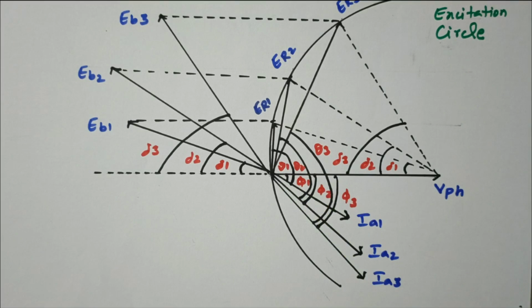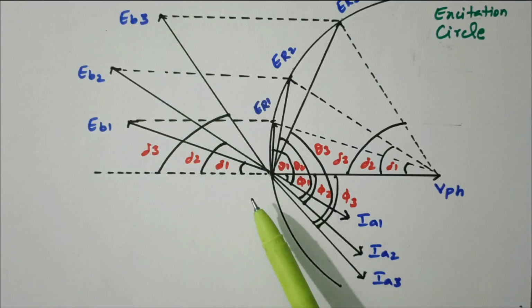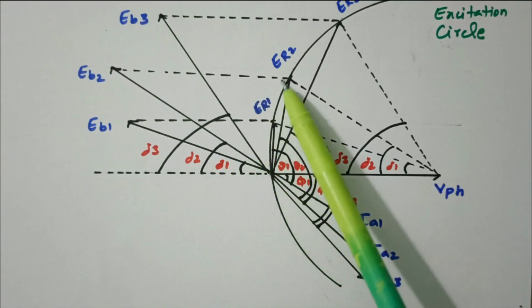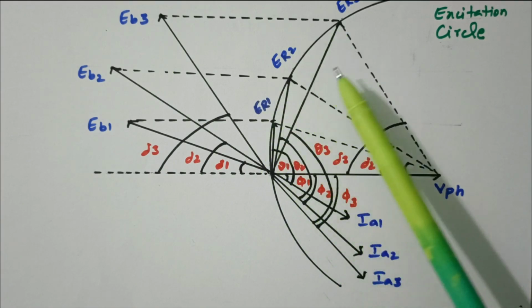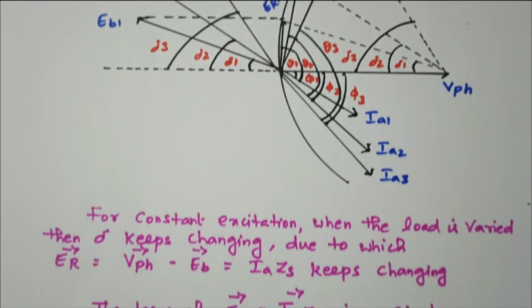What we discussed earlier is the same thing, the only thing is this locus. Based on the locus, we can draw the constant excitation circle. Right? So V phase is available. Here EB1, EB2, EB3 are displaced with an angle of delta 1, delta 2, delta 3. So these are all the vector differences, ER1, ER2 and ER3. Now we'll see the detail.